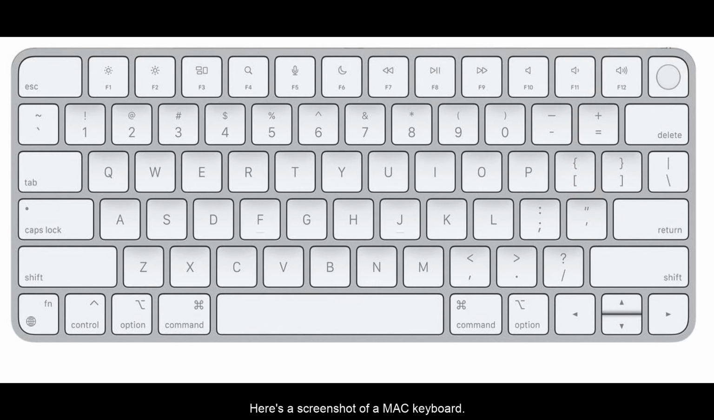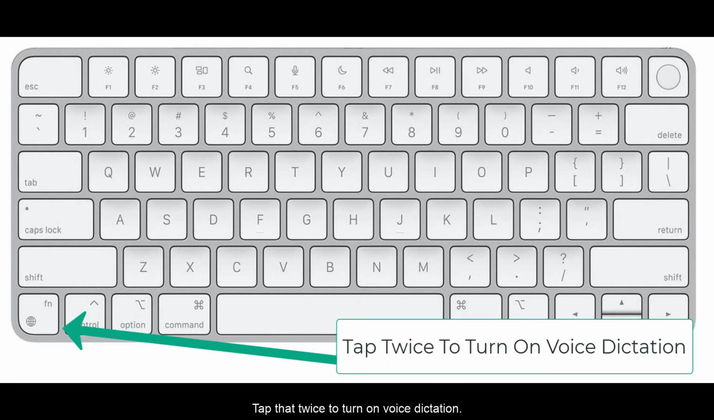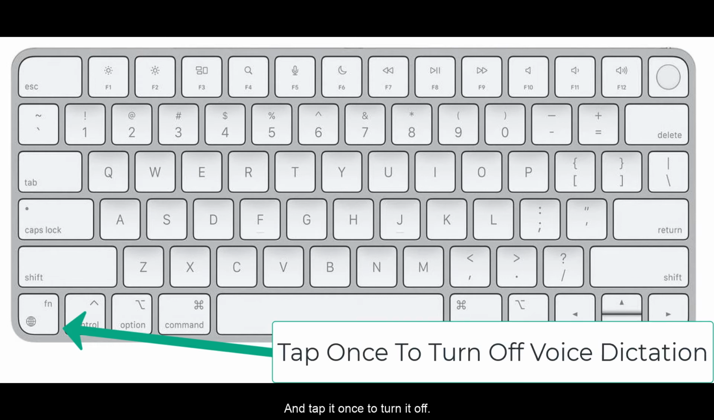Here is a screenshot of a Mac keyboard. You can see the function key is located directly on the bottom row on the left. Tap that twice to turn on voice dictation, and tap it once to turn it off.